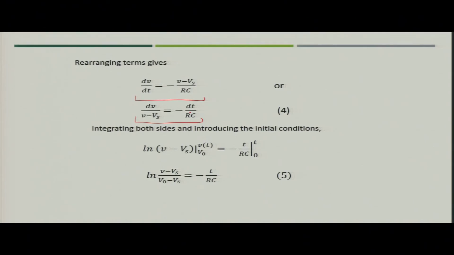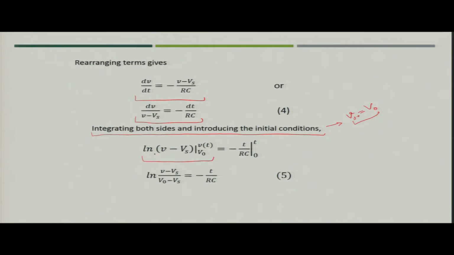When you rearrange, you will get dV upon (V minus Vs) is equal to minus dt by RC. Now, what you have to do? You have to integrate on both sides and use the initial condition. What was the initial condition? The voltage across the capacitor was V naught at time 0 plus. So, we use that particular initial condition and take integration on both sides.